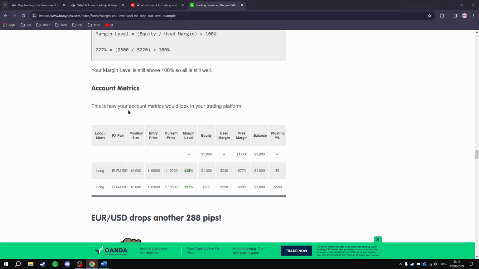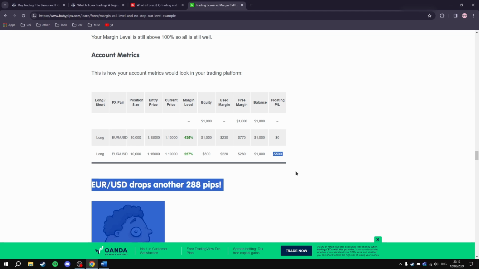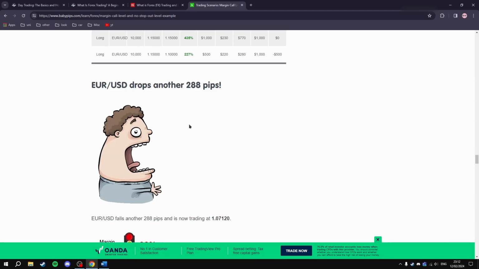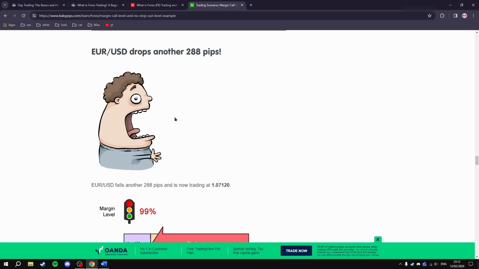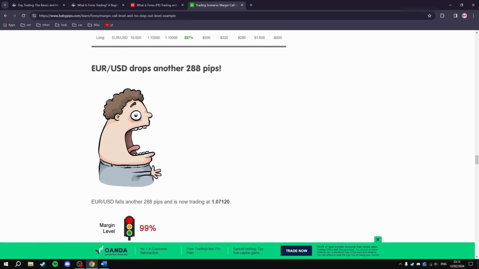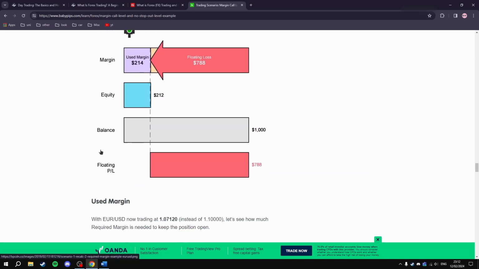Account metrics. This is how account metrics will look in your trading platform. Still green. Floating profit minus 100 though, minus 500. EUR/USD drops another 288 pips. EUR/USD falls another 288 pips and is now trading at 1.07120.